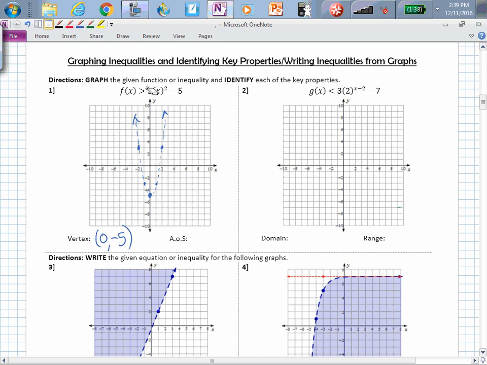It says greater than, so there's two ways we can do this. We can know that greater than means in here, but if that's a little bit tricky, then all we need to do is test a point. If I test a point 0, 0, now if I've done my math right, then it should work when I put it in here. So 0 is greater than 2 times 0 squared minus 5, which is just 0 is greater than -5, which is true, so where we've shaded is correct. Axis of symmetry is x equals 0.